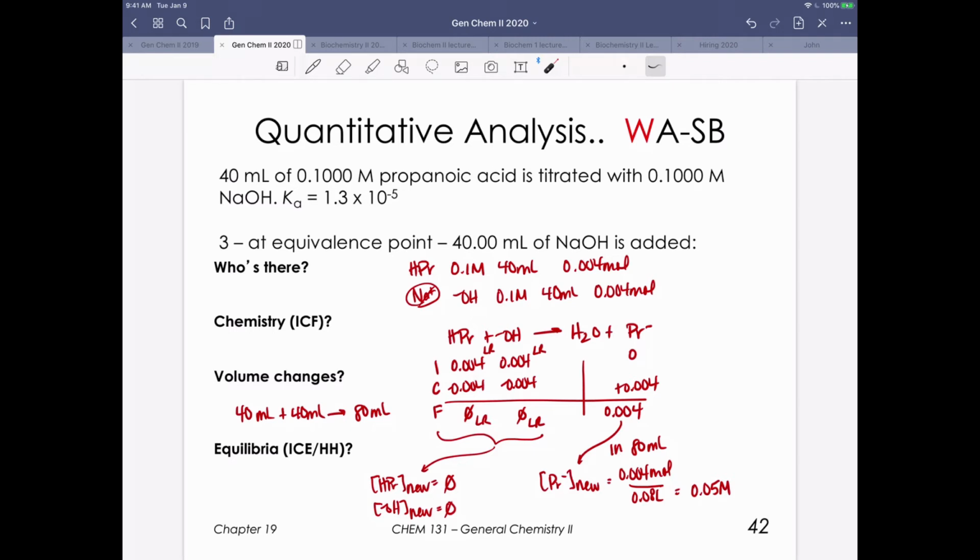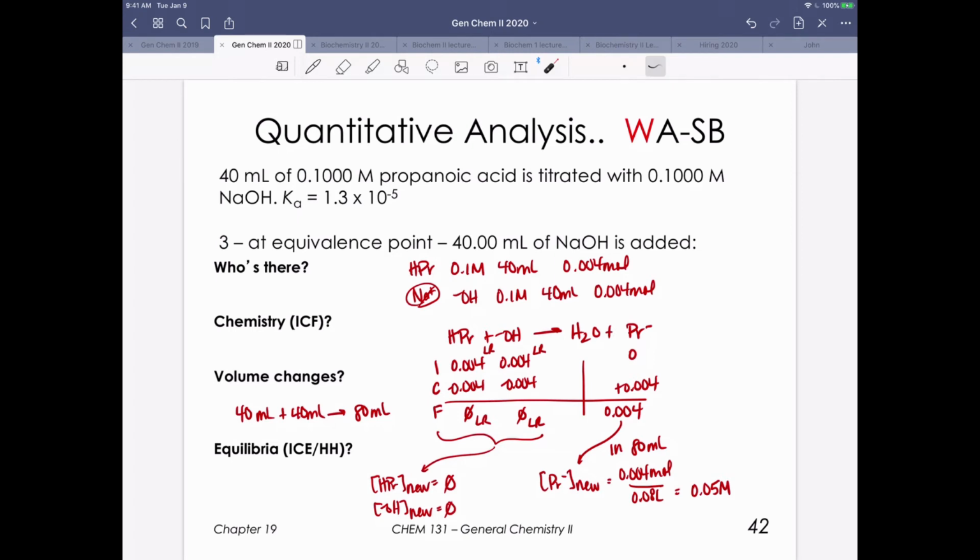This is what we call stoichiometric equivalence. We've got equal amounts of both of our reagents. So in reality, both of them are limiting because we end up with none of them at the end. So the concentration of HPr that's left after the dust has settled from this titration is 0 molar. The concentration of hydroxide is also 0 molar at the end of this titration.